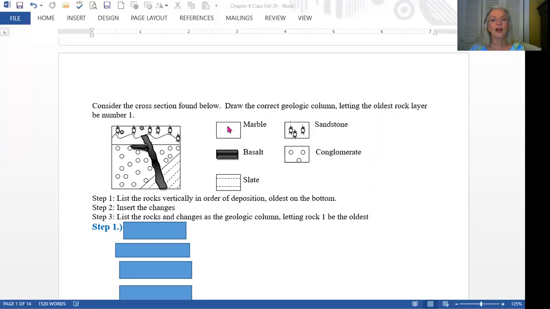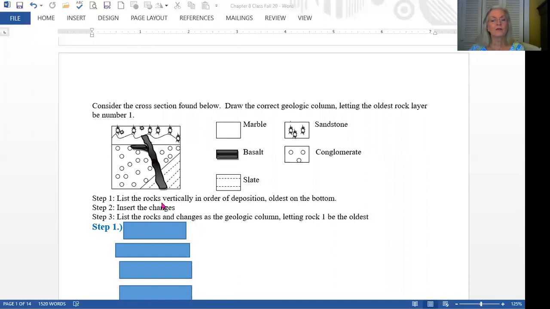That the one below that is marble. That this one represents conglomerate. That the little dashy lines go to slate. And that the dark shaded rock is basalt. It looks suspiciously like an igneous intrusion, doesn't it? This looks like a dike coming up and cutting across, and this little side piece is a sill coming out from it. But I'm not going to worry with that right now.